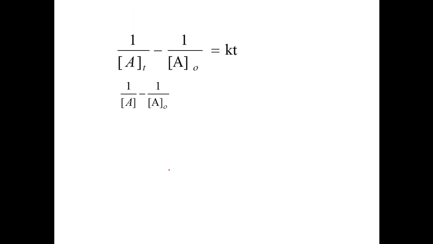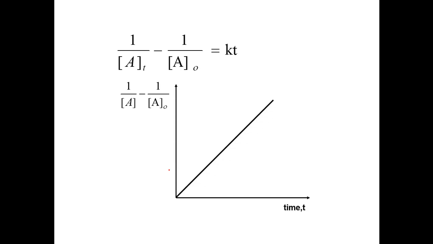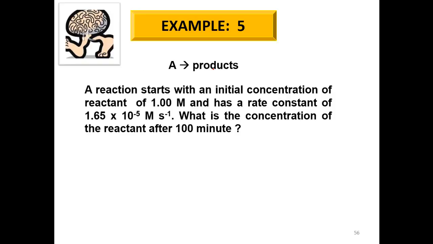Okay, or you can also plot for this one, 1 over AT minus 1 over A0. So this is your Y, this is your M and X. Okay, so you get a straight line passing through the origin. Okay, have a look at examples of calculation di mana kita perlu pakai integrated rate law yang kita dah belajar tadi lah, untuk zero order, first order dan second order reaction.